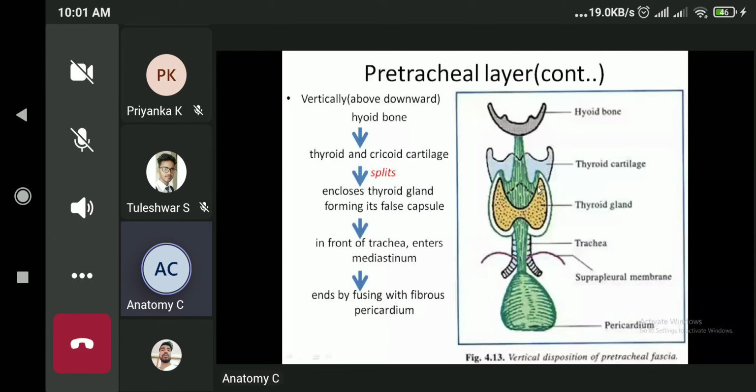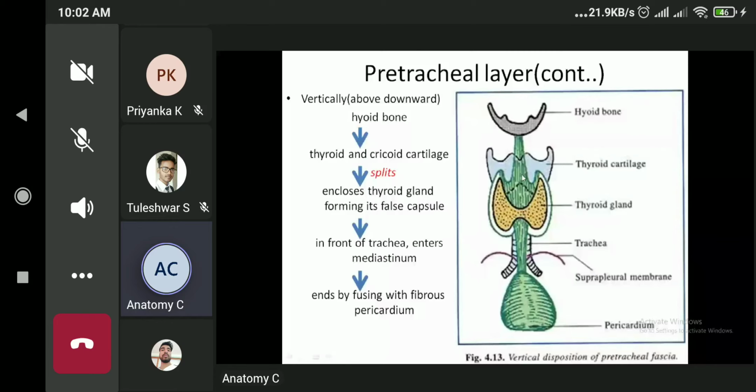We talked about this in horizontal tracing too. Even in vertical tracing, it is the same thing. It splits to enclose the thyroid gland, forming the false capsule of the thyroid gland. And then from the lower aspect of the thyroid gland, it gets reunited and descends downward in front of the trachea, and finally ends by fusing with the fibrous pericardium.